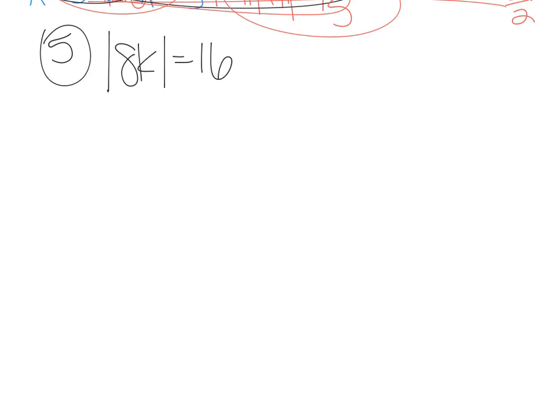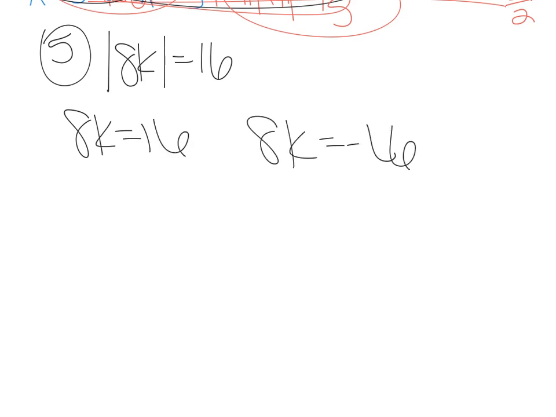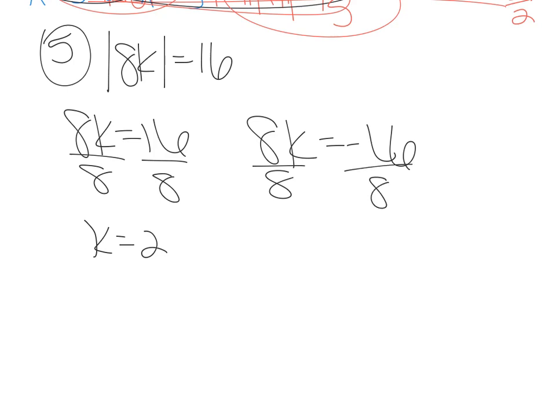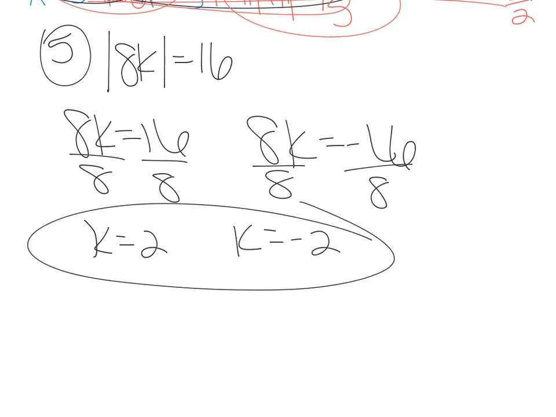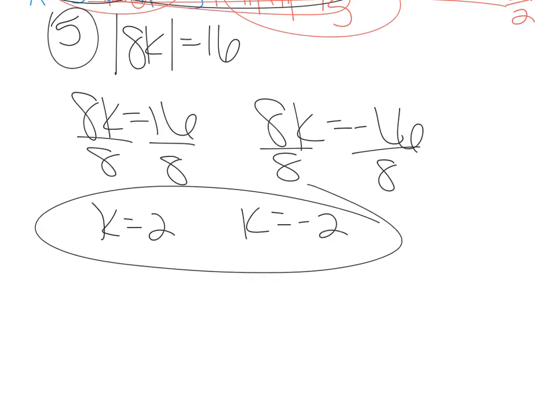I couldn't hear you. What do they look like? What are my two possibilities here? 8k could be 16. 8k could be negative 16, right? And for both of these, we would divide by 8. K could be 2, or k could be negative 2. Okay, some of them will be pretty easy. Questions on number 5?